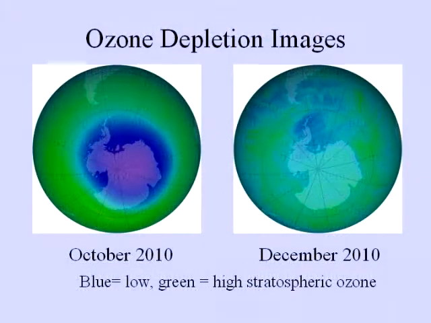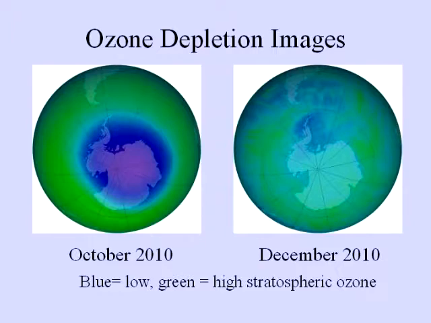Here are some satellite images that illustrate the ozone hole over the South Pole. Now, October is the South Polar Spring, and this is that time when the atmosphere over that part of the planet is isolated from the rest of the planet. And it's during that time that you see this ozone hole developing.